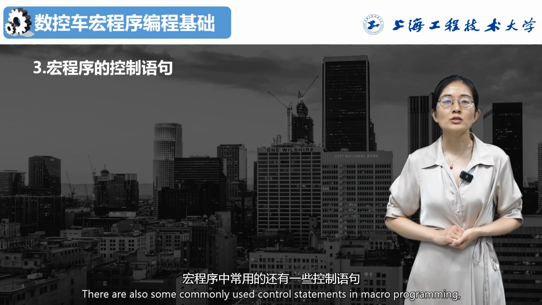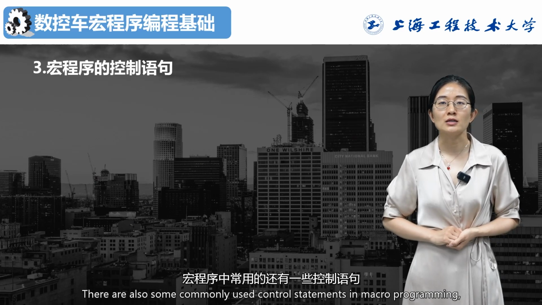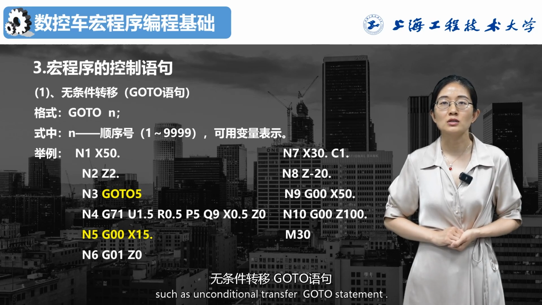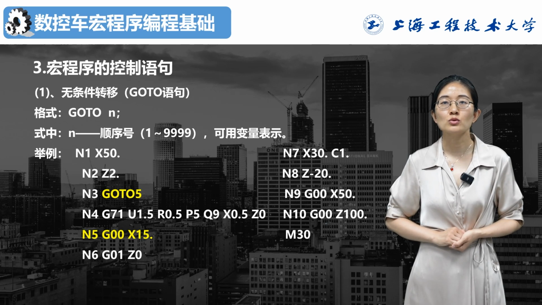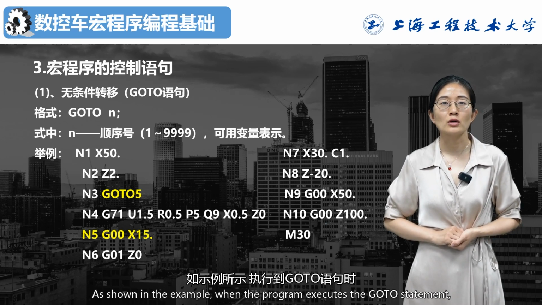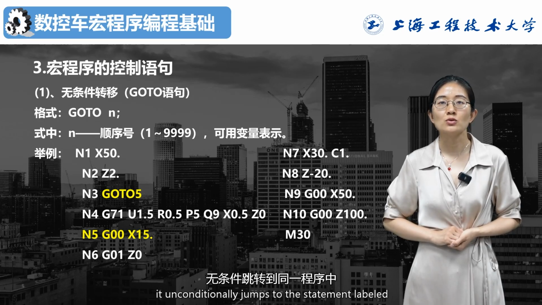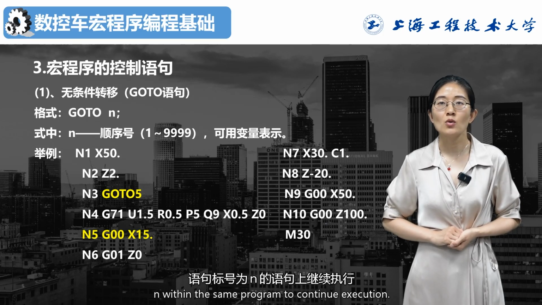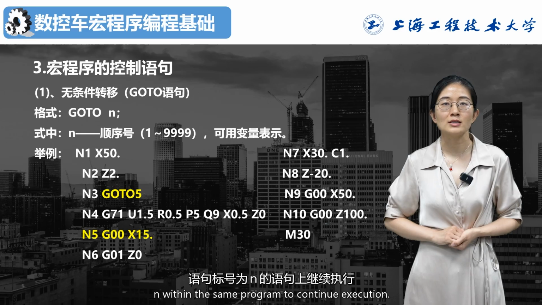There are also some commonly used control statements in microprogramming, such as unconditional transfer, the GOTO statement. As shown in the example, when the program executes the GOTO statement, it unconditionally jumps to the statement labeled N within the same program to continue execution.